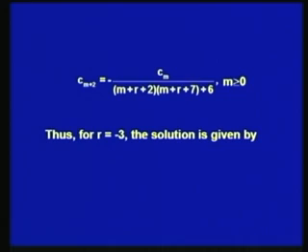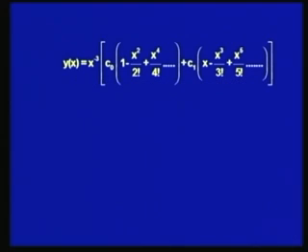Now let us put r equal to minus 3 here. The solution is given by y of x equal to x to the power minus 3 into C0 times (1 minus x square by 2 factorial plus x to the power 4 over 4 factorial and so on), plus C1 times (x minus x cube by 3 factorial plus x to the power 5 over 5 factorial and so on). This is because C1 is arbitrary. So now y of x contains two arbitrary constants, C0 and C1.